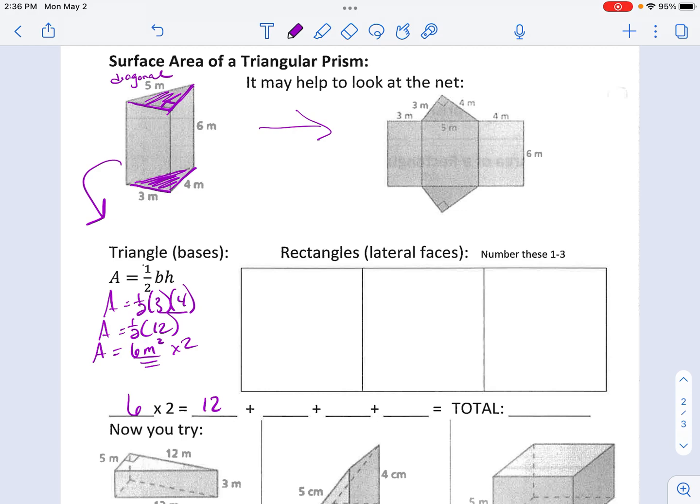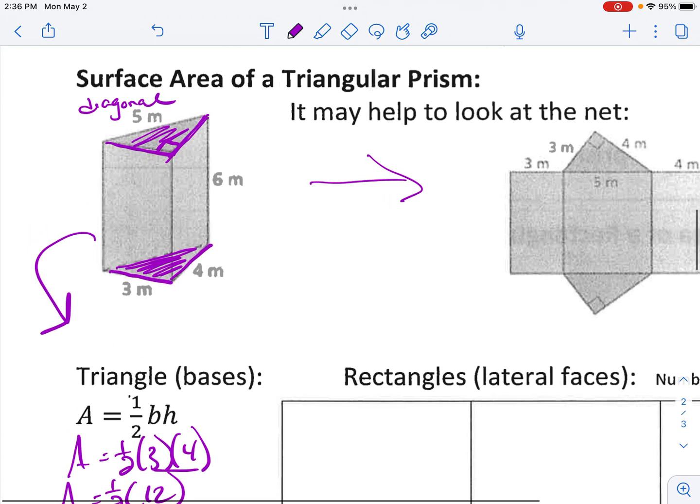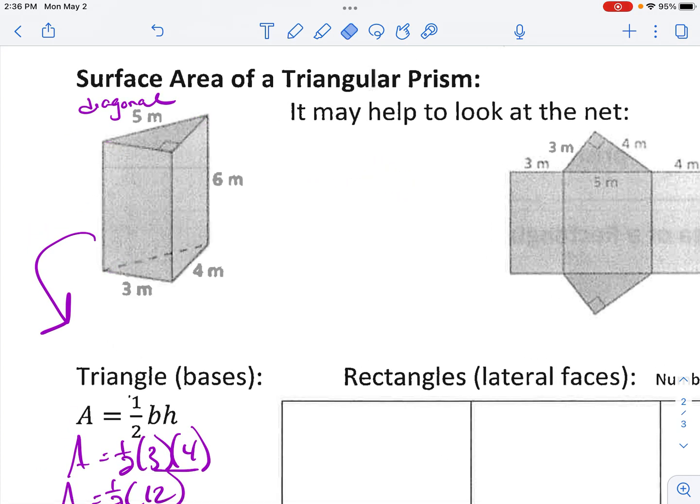So we're finding the area of the base of the bottom, which was 6. The area of the triangle at top is going to be the same as well. So the 2 combined would be 12. So that's one of our answers. Now, if we go back up to this triangle, I'm going to erase. Now we're going to add it to the lateral faces.